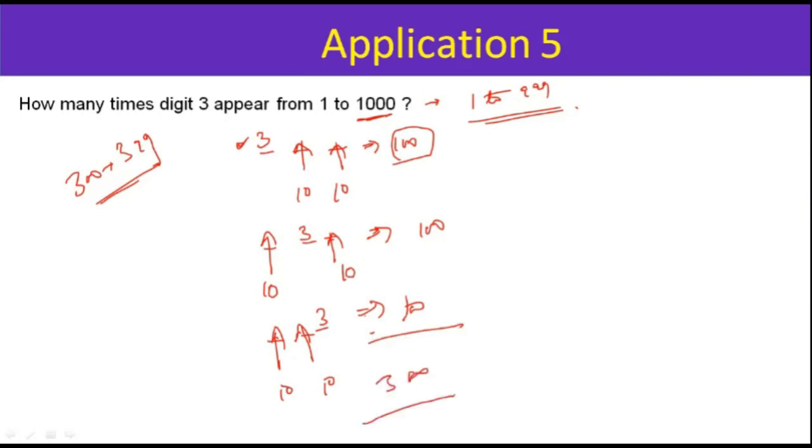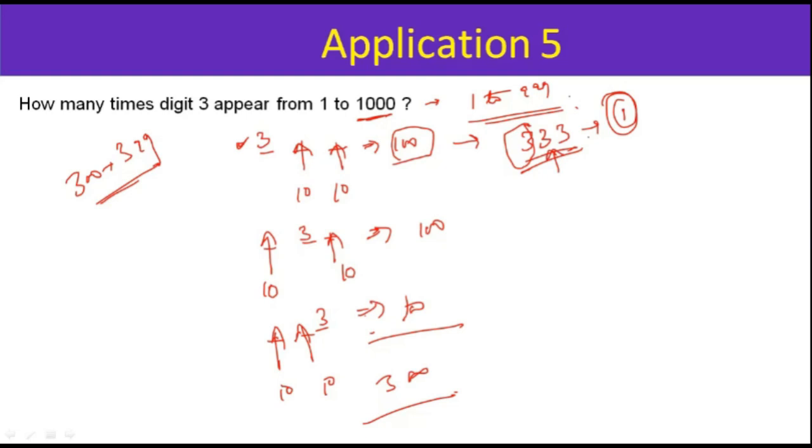The only doubt that comes here, sir, is that there could be one case where 333 is there, and still we are just considering it as 1. Ideally, it should be considered 3, because the topmost position is 3, and if you have a 3 here, it should be considered as 3 and not 1. Fair point.